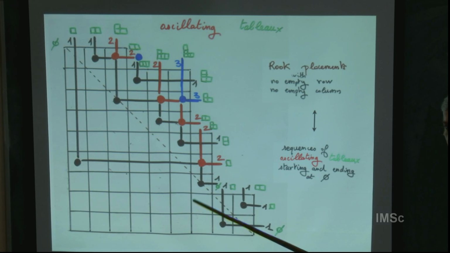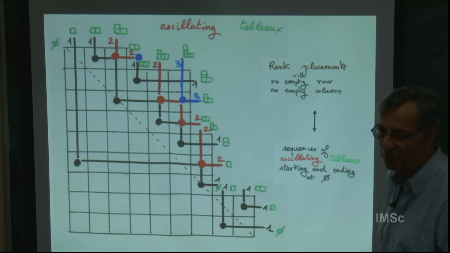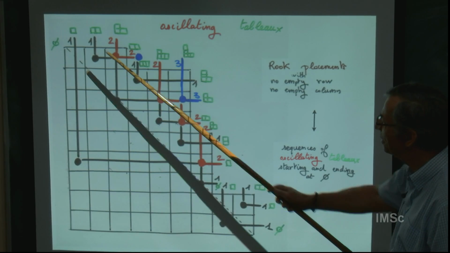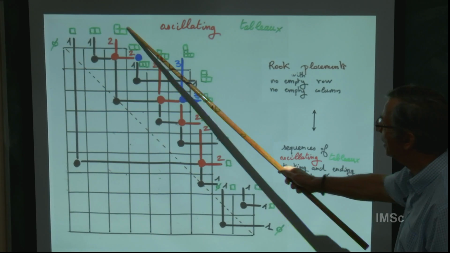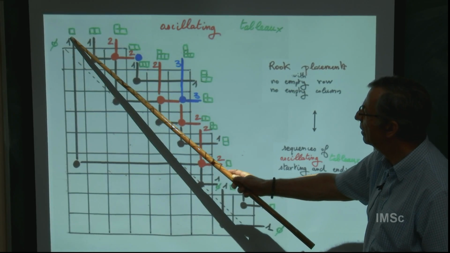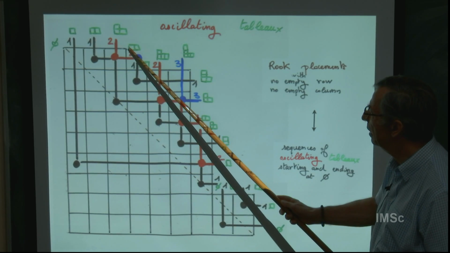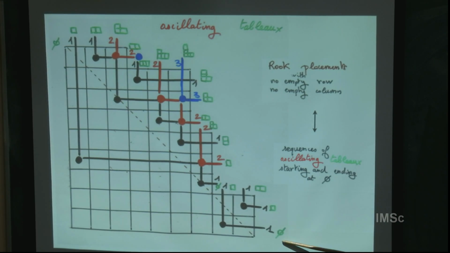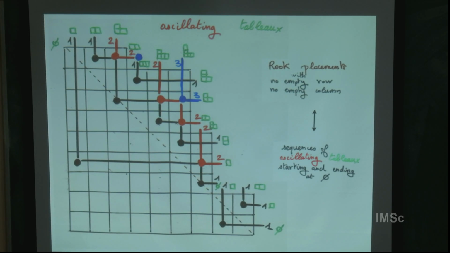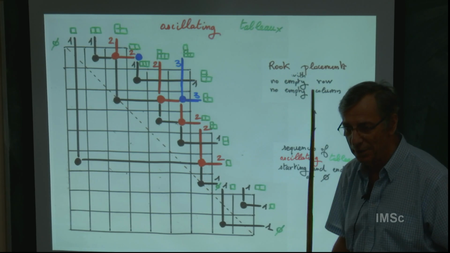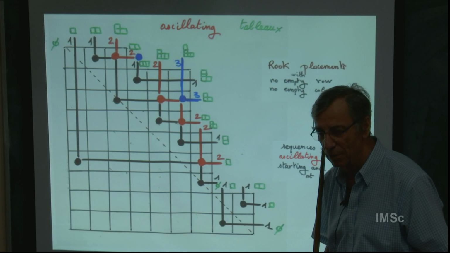There is a well-known fact in the classical literature, 20 or 30 years ago, that Sundaram gave the first bijection. So this is a sequence of oscillating tableaux. You see, I start from the empty set, then I add one cell, 2 cells, 3 cells, I delete, 2 cells, 3 cells, 4 cells. So this sequence is oscillating and finishing in the empty set. And we are going to prove that the number of oscillating tableaux is exactly the same as the number of involutions with no fixed point.